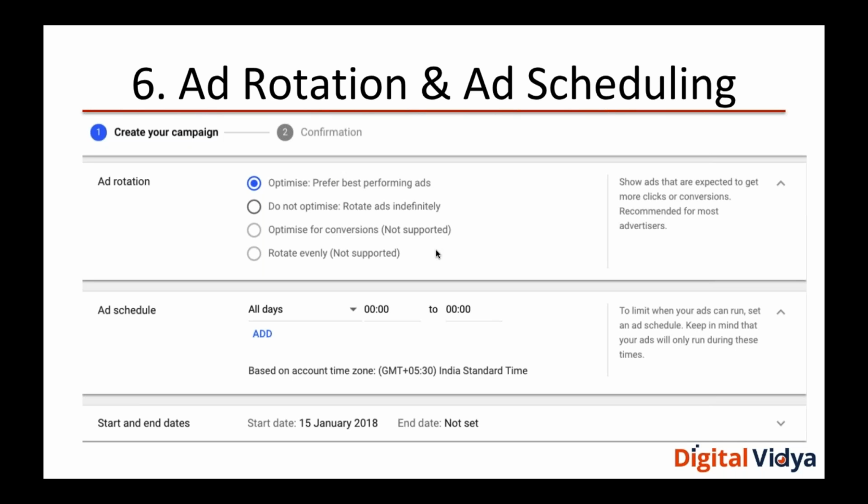Okay. It is recommended to go for the first optimize option so that your best performing ads are shown more often. And then comes ad scheduling. Ad scheduling, the same as in search campaign, you can select if you wish to run your ads only during specific days of the week, or even on all the days. If you want to run your ads only during specific times, you can select over here.